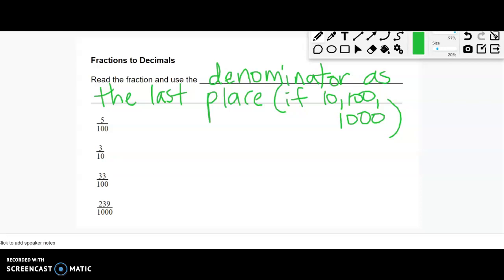So I think 5/100. Well, I know it needs to end in the hundredths place. I need to have a 5 there. So I put 5, so 0.05. 5/100. If I put 0.5, that's 5/10. Doesn't work. 3/10 is 0.3. 33/100 is 0.33. There's no simplifying involved. So if it gives me 10, 100, or 1,000, I'm always very thankful.